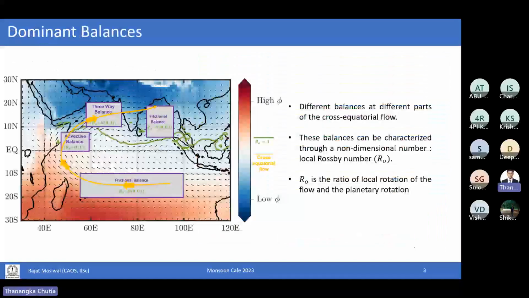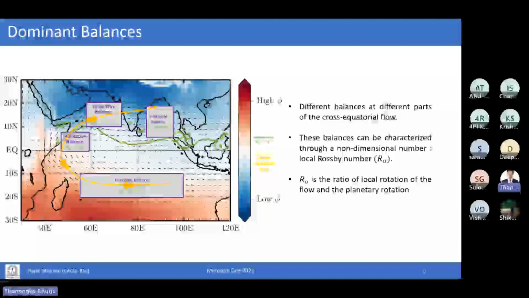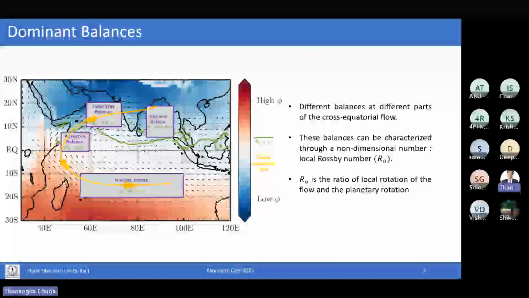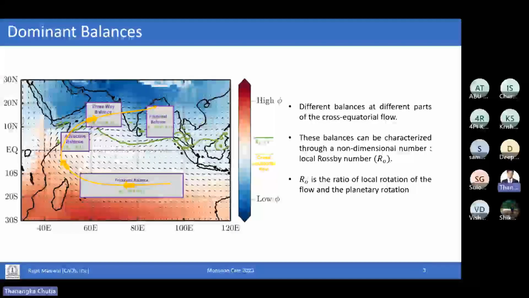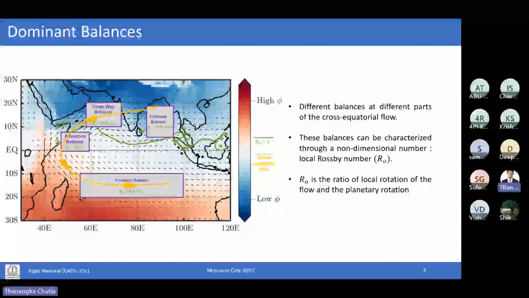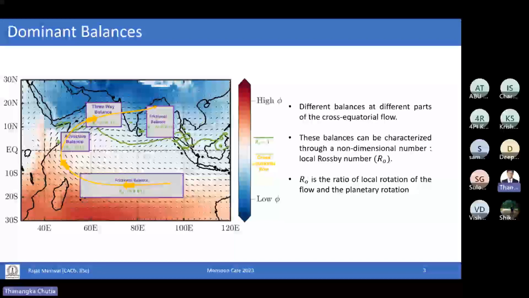And yeah, so talking about some dominant balances within the jet. The jet shows very interesting dynamics. If you look at the different locations in the jet, here the yellow line shows the cross-equatorial flow, whereas the green contour shows the Rossby number 1 line. At different locations of the jet, you can see different kinds of balances present. These balances can be characterized by a non-dimensional number called the local Rossby number.